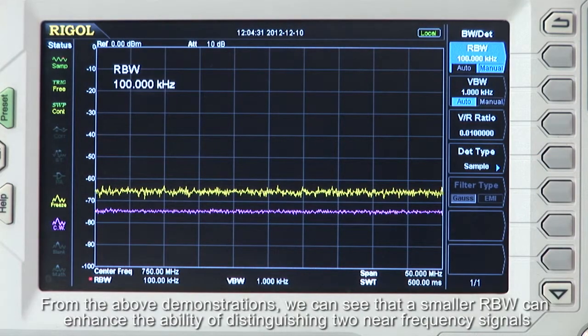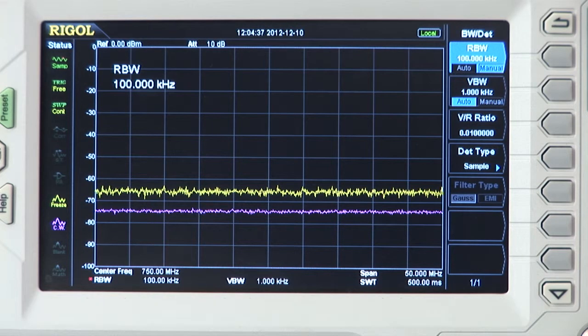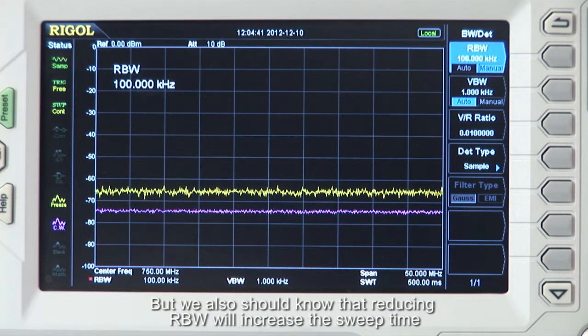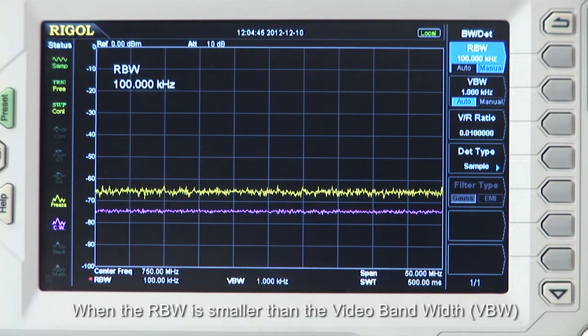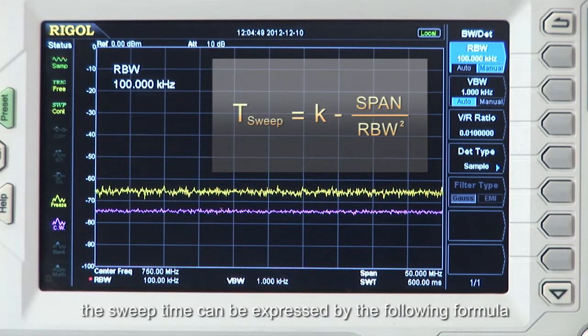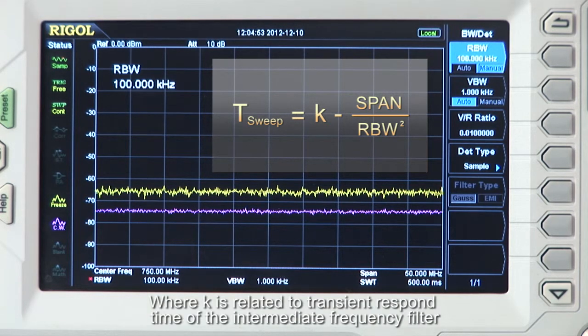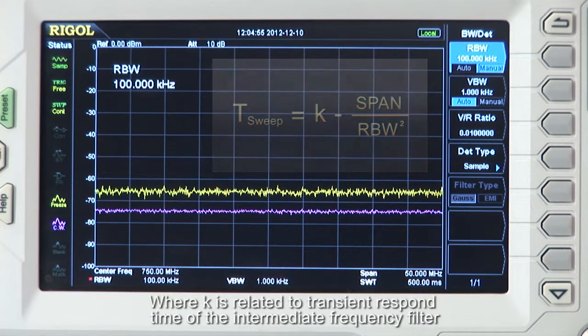From the above demonstration, we can see that a smaller RBW can enhance the ability of distinguishing two frequencies that are near one another. It also reduces the DANL, but we should also know that reducing RBW will increase the sweep time. When the RBW is smaller than the video bandwidth, or VBW, the sweep time can be expressed by the following formula, where K is related to transient response time of the intermediate frequency filter.